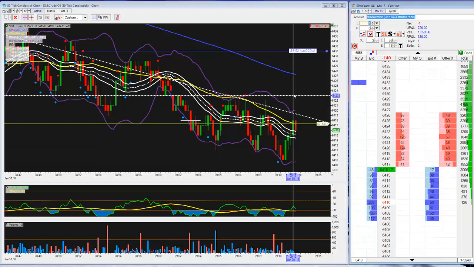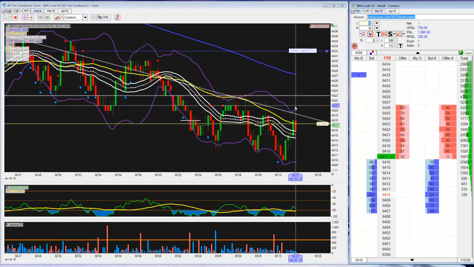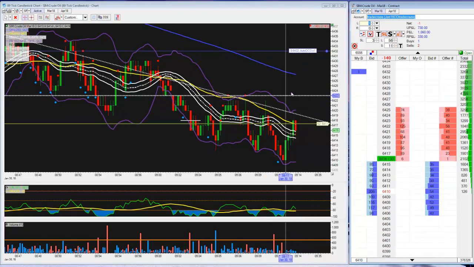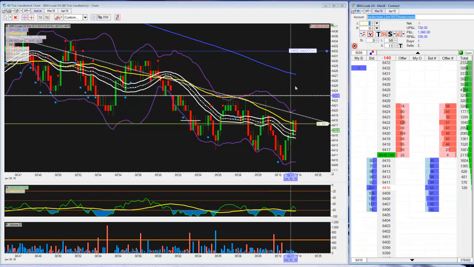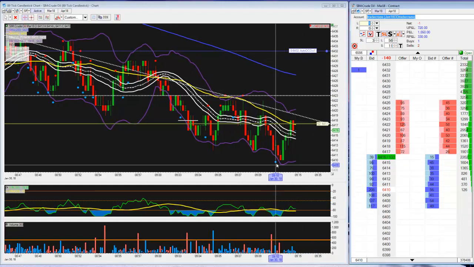Last break point is right there, right at 64.23. So I expect the market to come up through here, test the break point, and then see if it can press down. Hopefully we won't get anywhere near it. It'll just go on down.